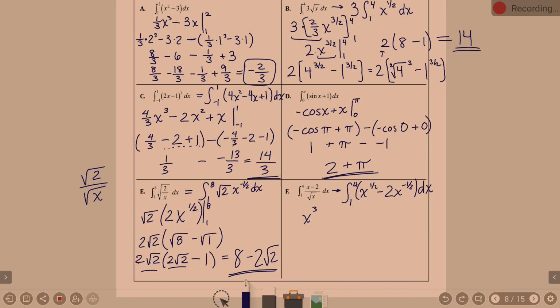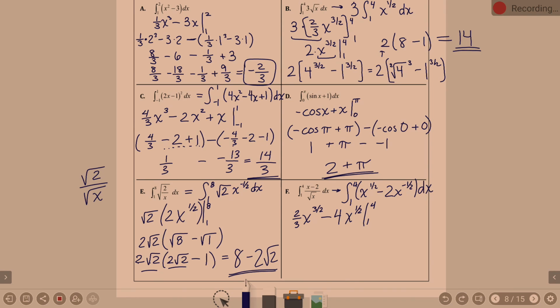Add 1 to the power. So it's 3/2. Dividing by 3/2 is 2/3 x to 3/2. Minus, adding 1 to the power makes it positive 1/2. Dividing by 1/2 is multiplying by 2, and we already have a 2 there. So minus 4x to the 1/2. Evaluated from 1 to 4.